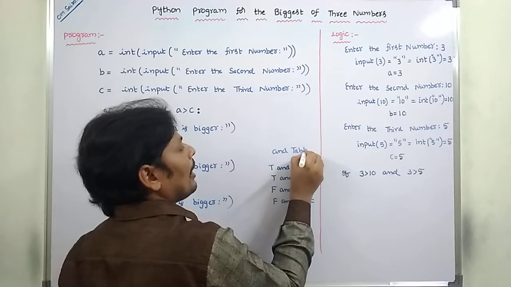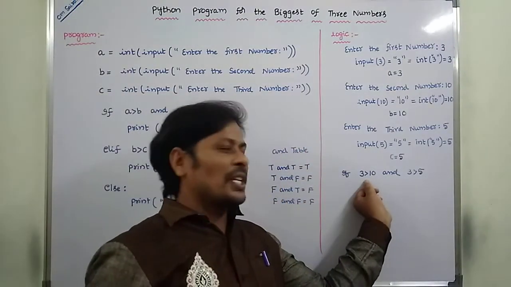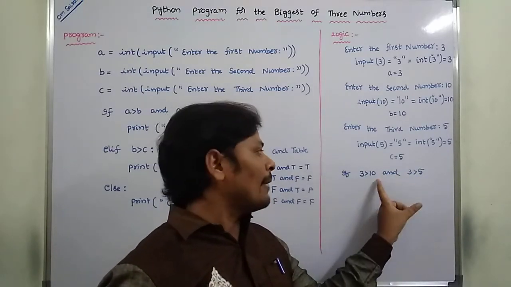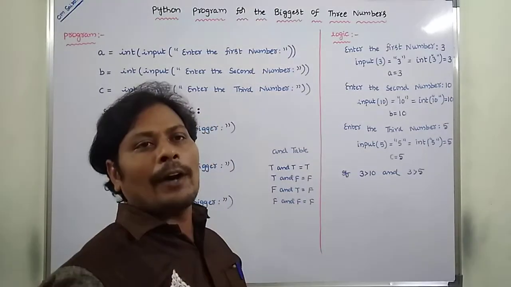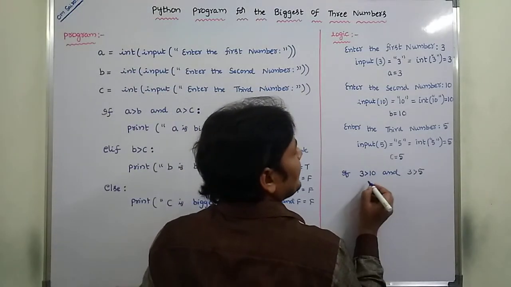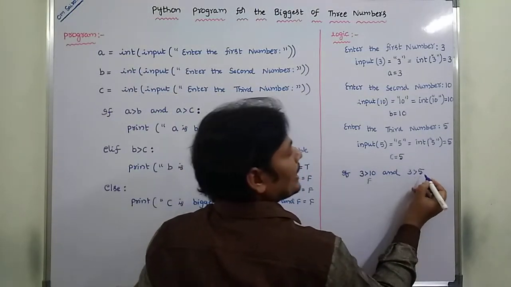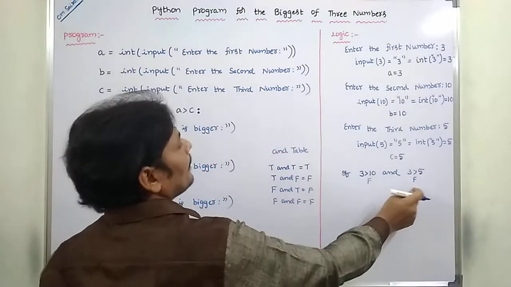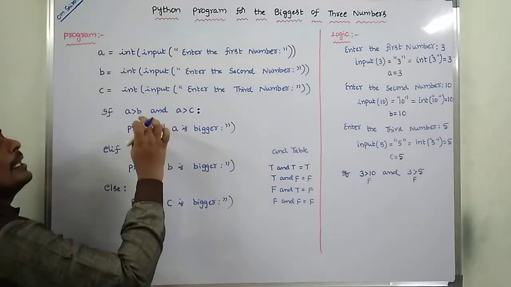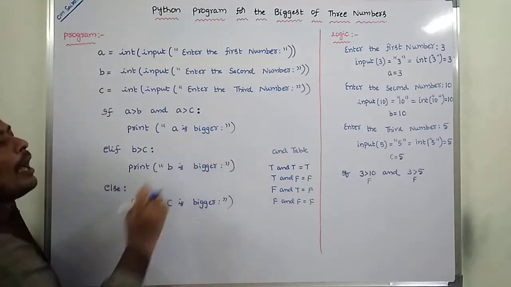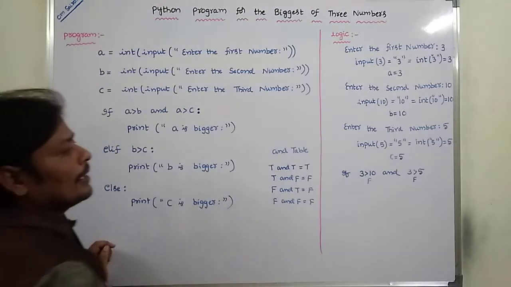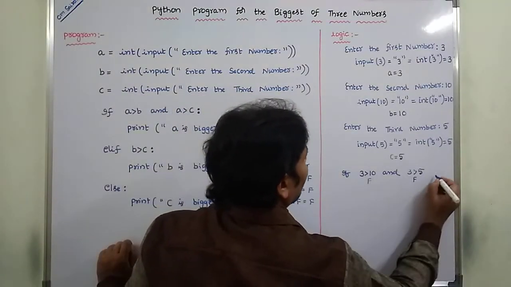So if both are true, then the total is true. If any one is false, the total is false. If both are false, the total is false. Now 3 greater than 10, this is false. And 3 greater than 5, this is false. Both are false. So when both conditions are false, the control does not enter into the if block. Then it goes for elif.